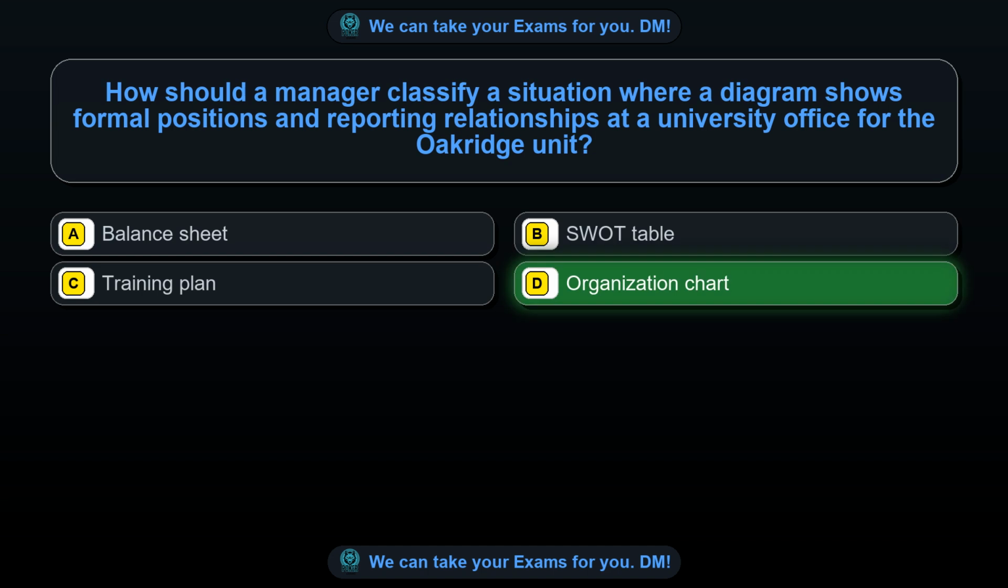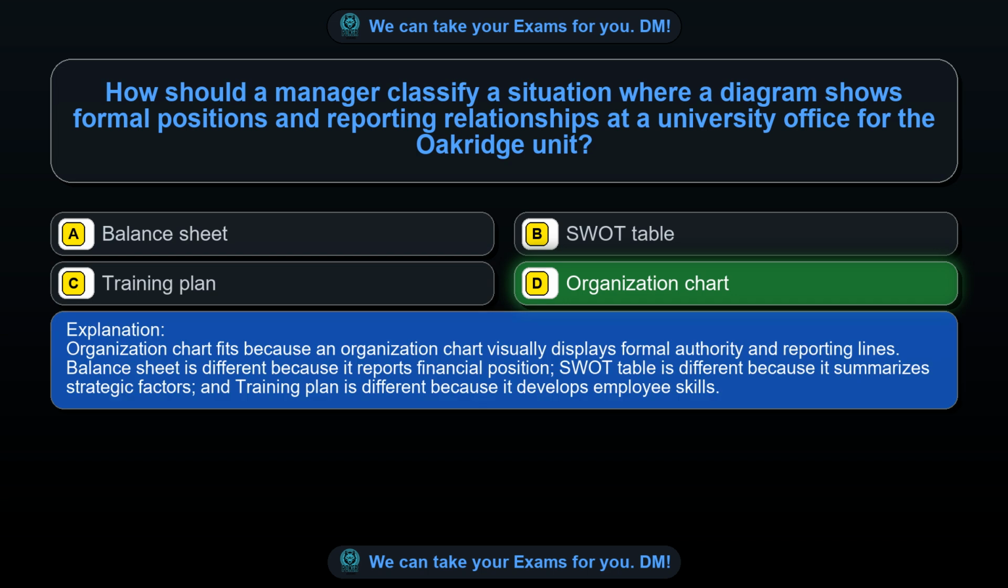The correct answer is option D, organization chart. Organization chart fits because an organization chart visually displays formal authority and reporting lines. Balance sheet is different because it reports financial position. SWOT table is different because it summarizes strategic factors, and training plan is different because it develops employee skills.